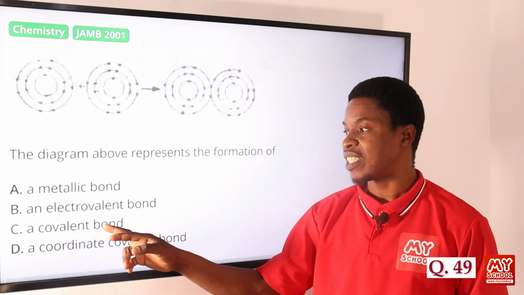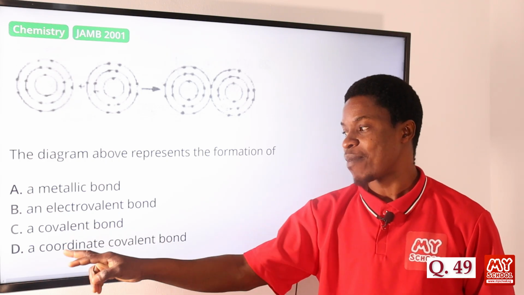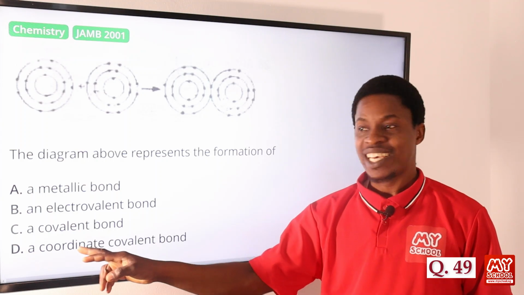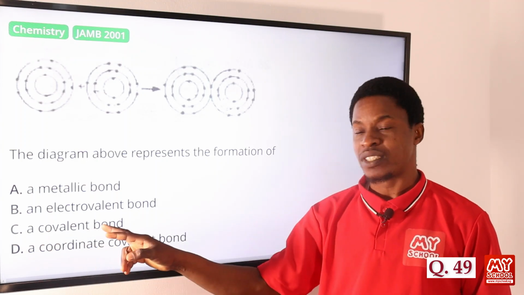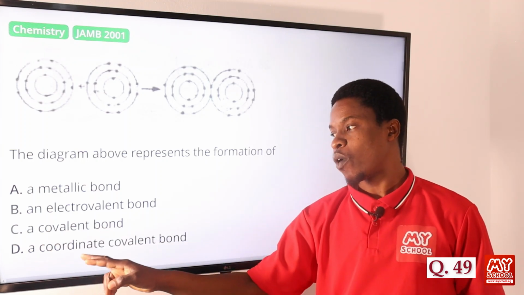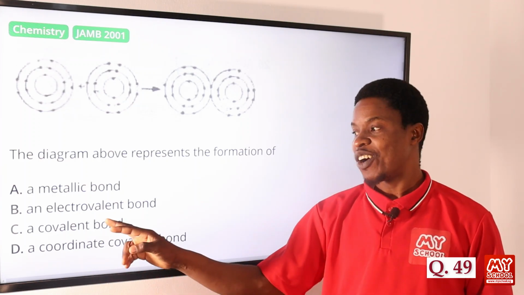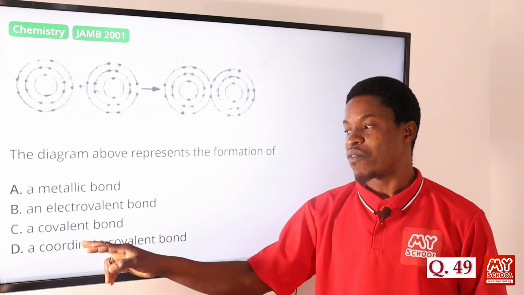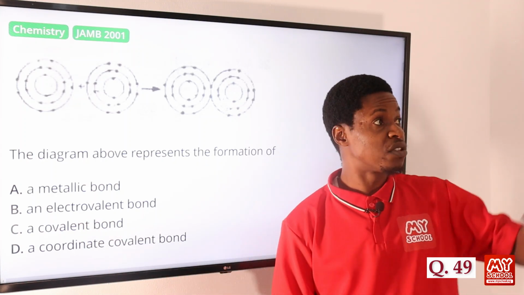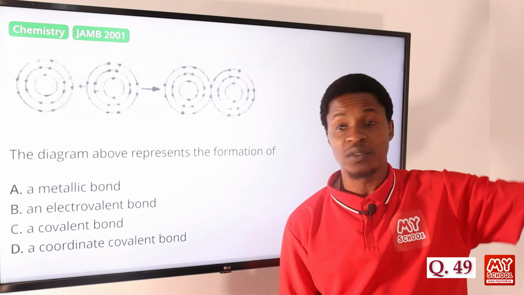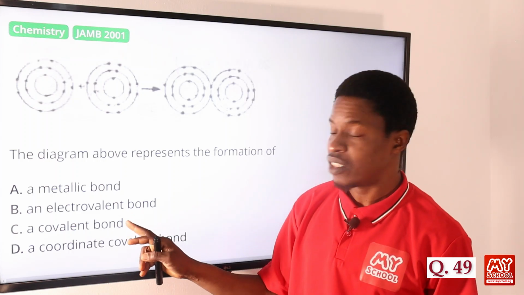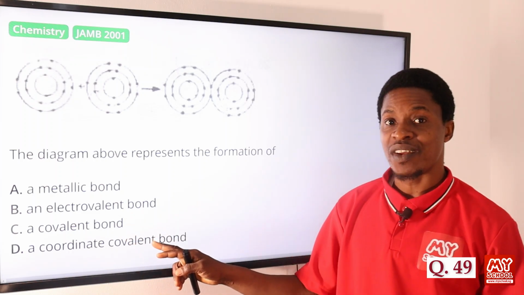So we have option C and D left because both of them actually look alike. Option C is a covalent bond. Option D is a coordinate covalent bond. This is a type of covalent bond also. Because it is two of them that involve sharing of electron. What we saw there was actually sharing of electron. So this one involves sharing of electron, this also involves sharing of electron.